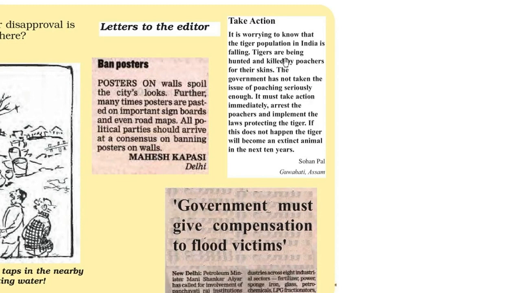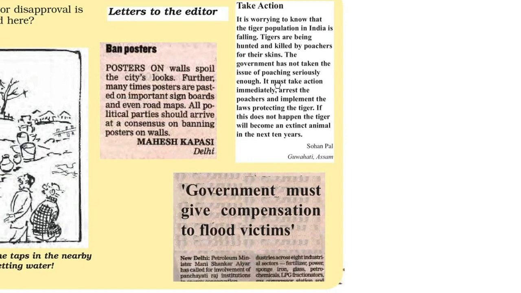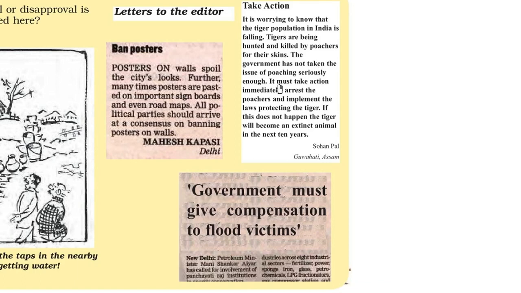It is worrying to know that the tiger population of India is falling. Tigers are being hunted and killed by poachers for their skins. The government has not taken the issue of poaching seriously enough. They are a part of the food chain. It must take action immediately, arrest the poachers and implement the laws which are there to protect the tiger. So if this does not happen, the tiger will become an extinct animal in the next 10 years.